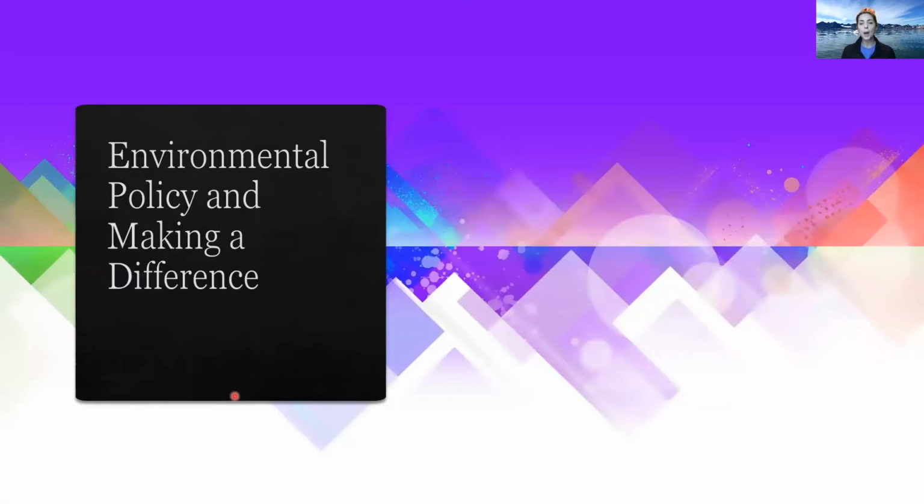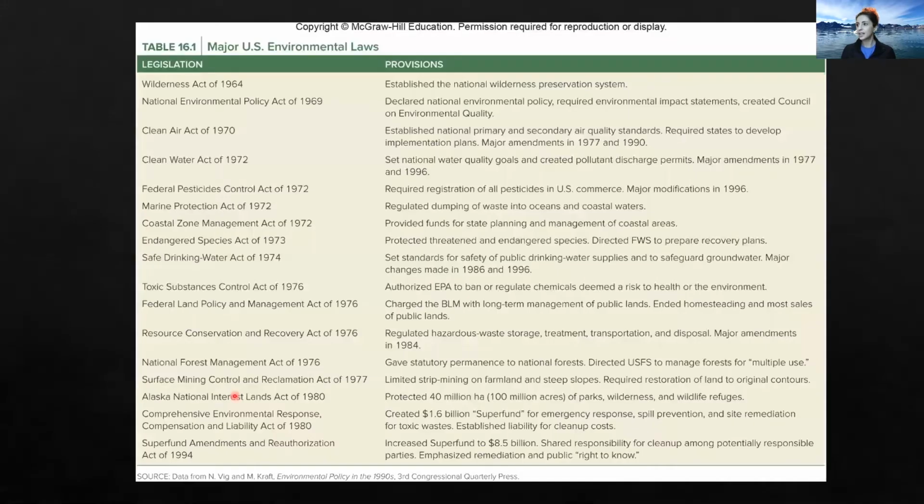It's about environmental policy and how we can make a difference. There's a table in your textbook that discusses the major US environmental laws that have been passed in recent living memory. So we have everything stretching back from the 1964 Wilderness Act that established the National Wilderness Preservation System that we enjoy here in the United States, all the way through some Superfund amendments of 1994.